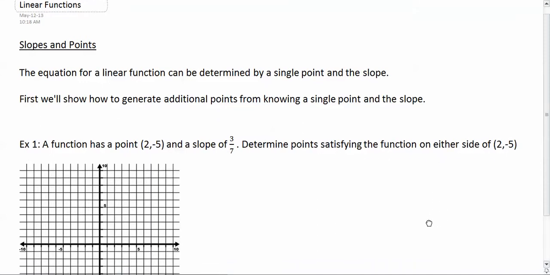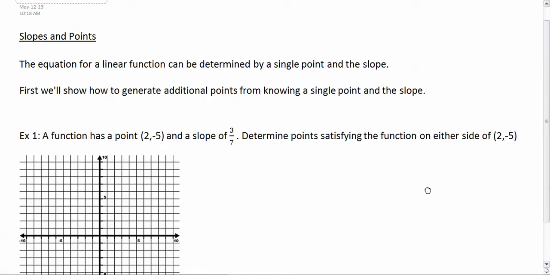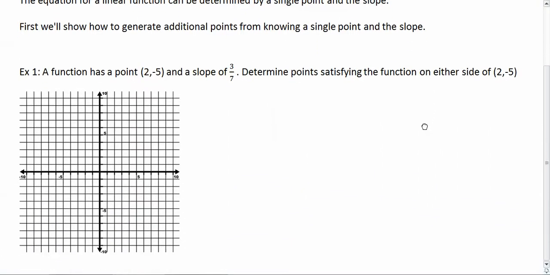Hi students, and we're taking a look at linear functions here, specifically slopes and points and their relationships. So the equation for a linear function can be determined by just a single point and the slope. Now, before we get to that, we have to show how to generate additional points from knowing a single point and the slope. So that's what we're going to do in our example here.